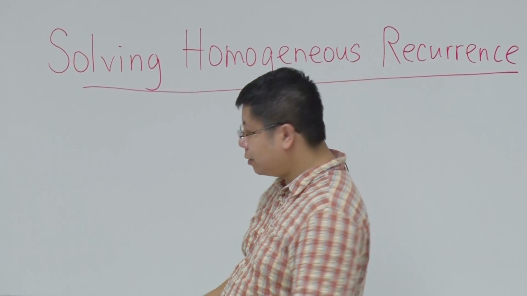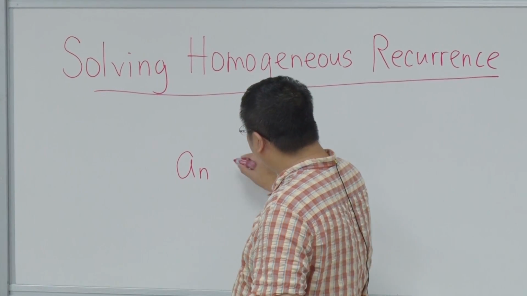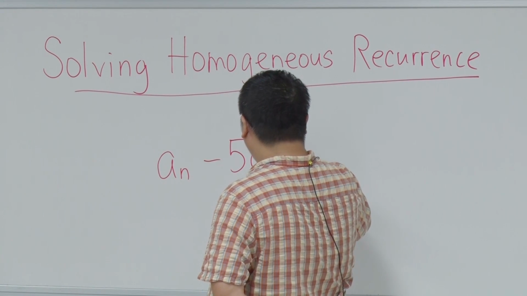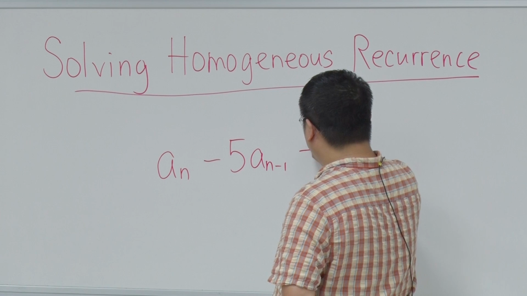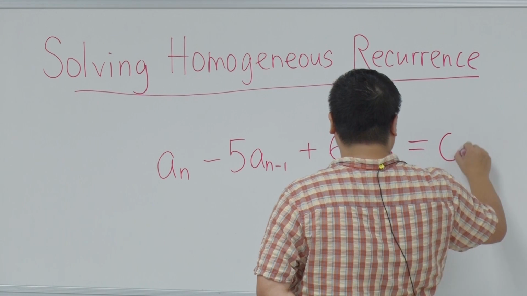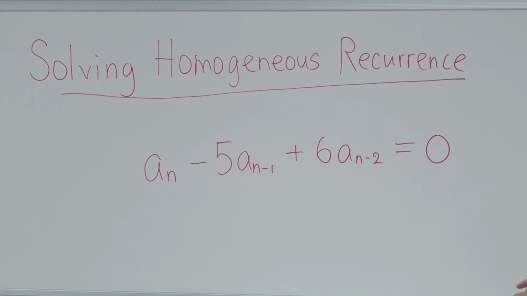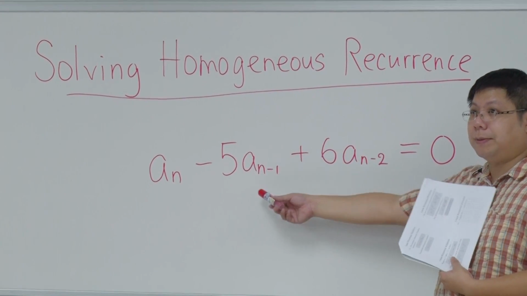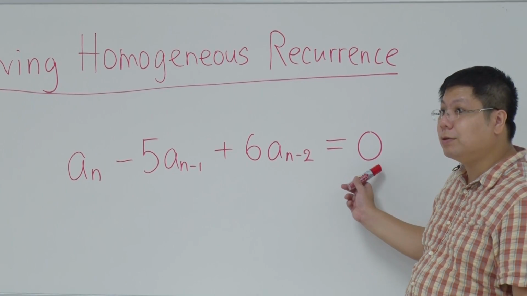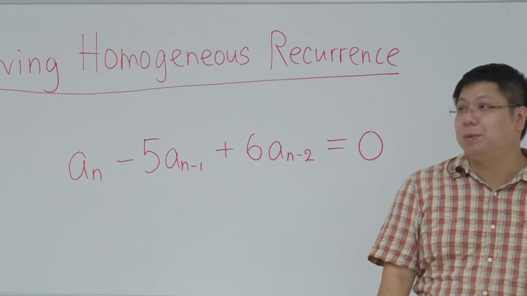So let's take an example of a recurrence that looks like this. Let's say a_n minus 5 a_(n-1) plus 6 a_(n-2) is equal to 0. Today, we are going to solve this one. This recurrence has something special: the right-hand side is equal to 0, so the function of n is the constant 0. A good thing about this is that we can guess a particular solution super easily.